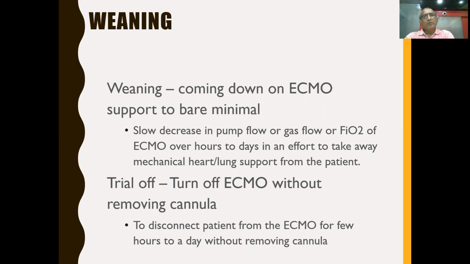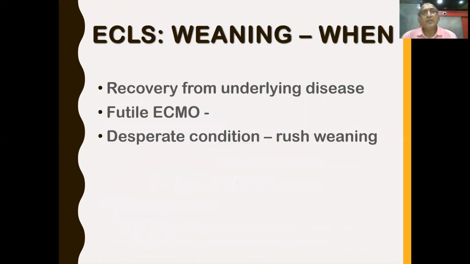Weaning is just coming down on ECMO support to bare minimum. So here what you do, you just come down on the flow or decrease the pump flow, decrease the gas flow, decrease the FiO2 in a period of hours or days slowly to try to come off from the mechanical support. While trial off is turning off the ECMO without removing the cannula. So here you don't remove the cannula, you just turn off the ECMO, you disconnect the patient from the ECMO, and that is just a functional disconnection. But still the circuit is running or circuit is on.